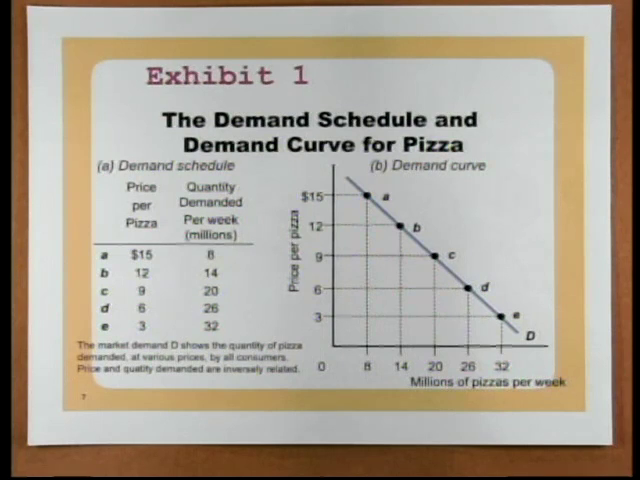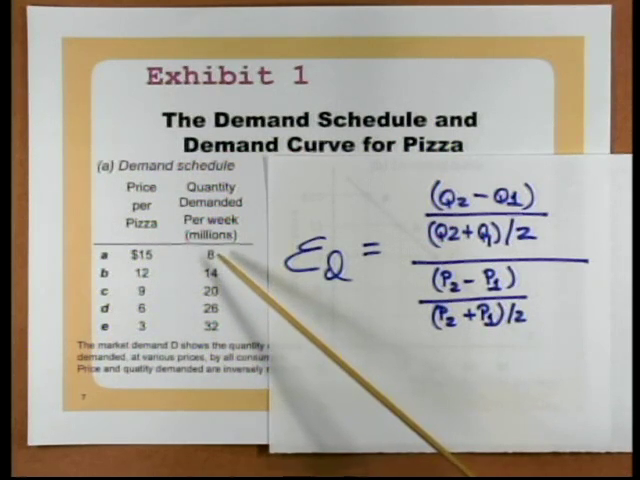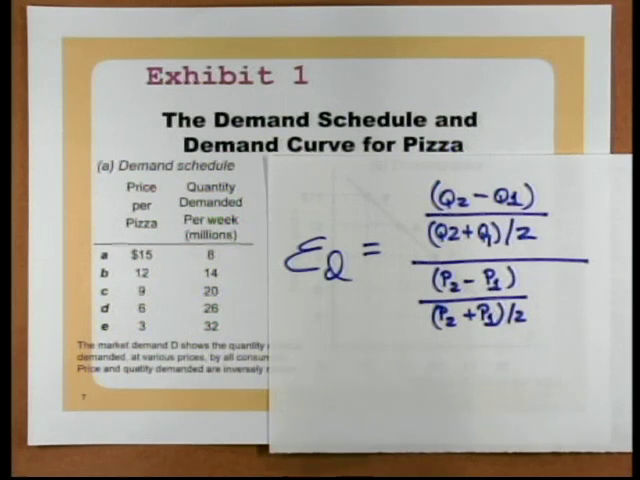Now, I gave you two different formulas last time, and both of those were kind of conceptual in nature. Where we want to get this time is to talk about actually calculating the numbers. And when we calculate the numbers, we have to choose 2 points. In this case, I'm going to choose point A and point B. So we're going to go from a price of $15 to a price of $12, and we know that the quantity demanded is going to change from 8 to 14. I can designate either of those as point 1 and either of them as point 2. It's not going to matter.